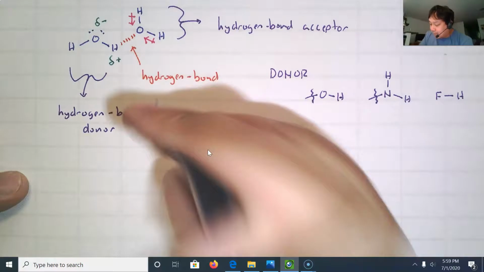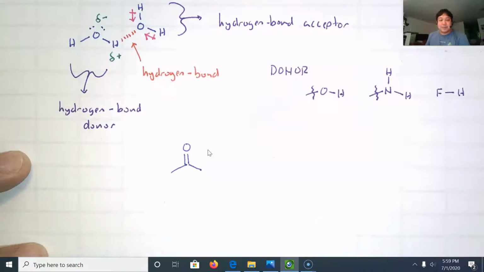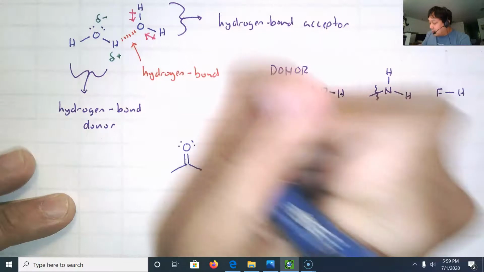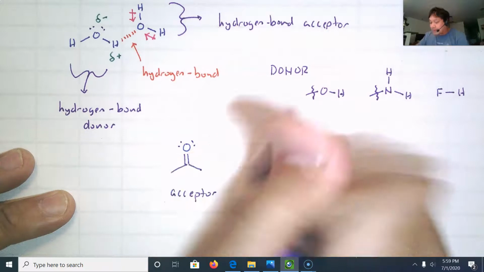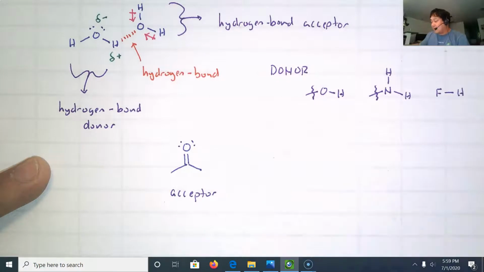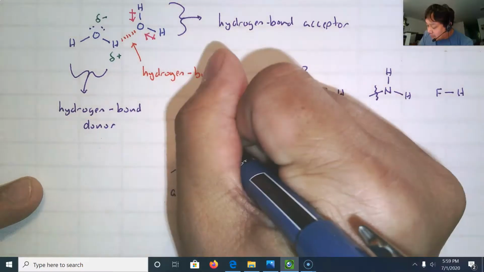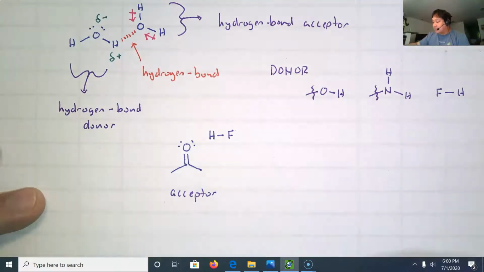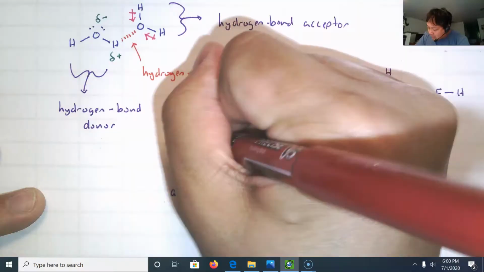So here's an example of a molecule that can be an acceptor but not a donor. This is acetone. Okay? Acetone can be the acceptor. It can't be the donor because it has no hydrogen attached to an oxygen, nitrogen, or fluorine. Okay, and let's pick another donor. Let's pick hydrofluoric acid, right? So there's your donor. And we have this hydrogen bond.